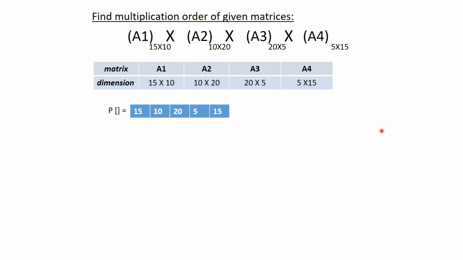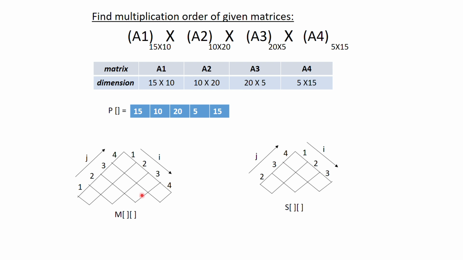Next we need two tables. One is the M table and one is the S table. The M table will store the minimum multiplication cost for any subchain, and the S table will act like our map. It stores the specific point called K between I and J. Now let's see how we can actually fill the M and S tables. Keep one thing in mind, for the M table, I and J both will go from 1 to n. But for the S table, I will go from 1 to n minus 1 and J will go from 2 to n.